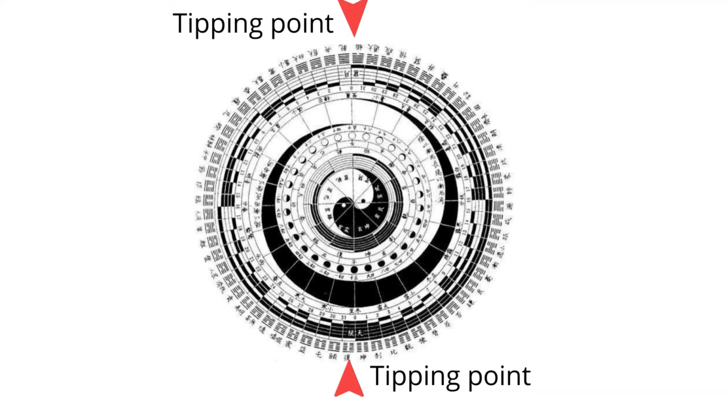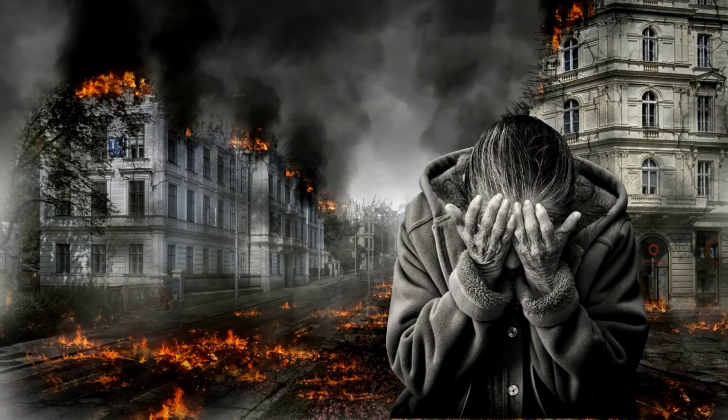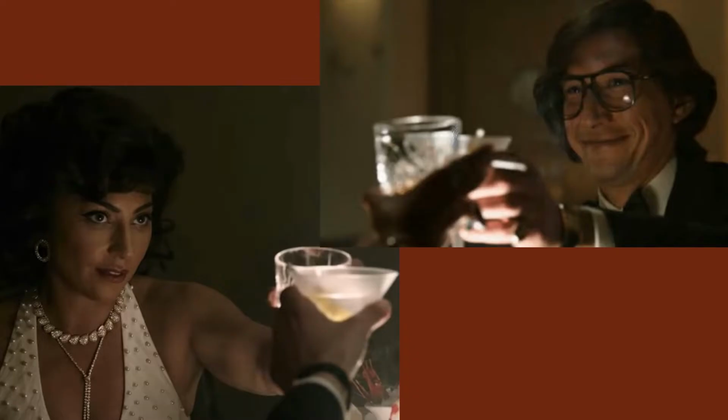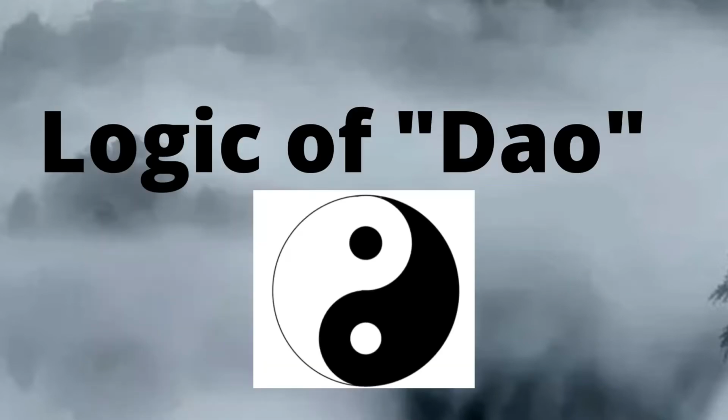Did you notice that the Tai Chi diagram has 2 tipping points? Lao Tze wrote, "Fortune nests on misfortune. Misfortune lurks on fortune." When you are in the very worst of moments, you cannot even bear 1 minute. There is always a tipping point waiting for you. Or else, when you are in a very joyful moment, be aware. Evil Queen is just around the corner. This is so-called the logic of Tao, which guides you through your life.